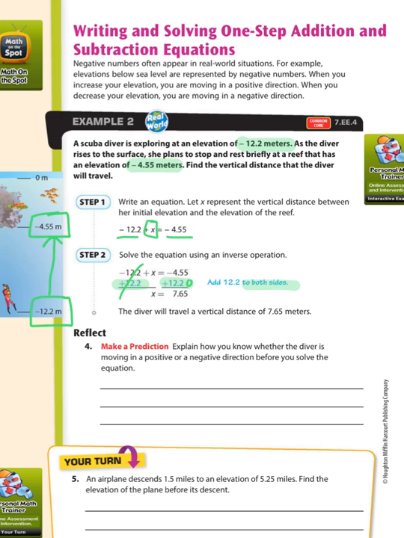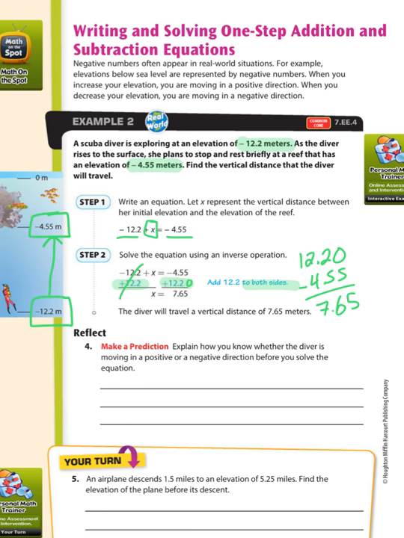Also, just like on the last page, I think it was example 2, when I have a smaller negative and a bigger positive, sometimes it helps to flip those around and do 12.2 minus 4.55. And you'll get the same answer, 7.65. So the diver will travel a vertical distance of 7.65 meters.